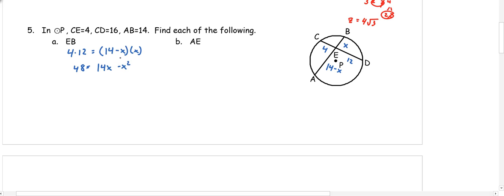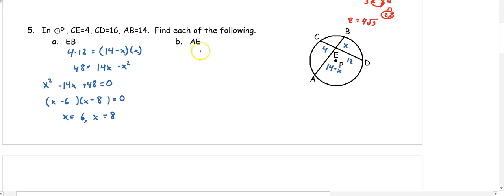Remember, in order to factor, we need the x squared to be positive. So we're going to move to the side with 48 so that x squared gets positive. So this becomes x squared minus 14x plus 48 equals 0. Two numbers that multiply to 48 and add to negative 14 are negative 6 and negative 8. When we switch our sign, then we get x equals 8 and x equals 6. Both of those solutions work.